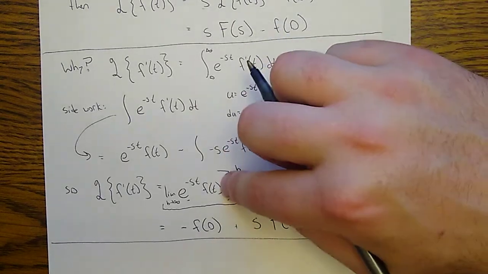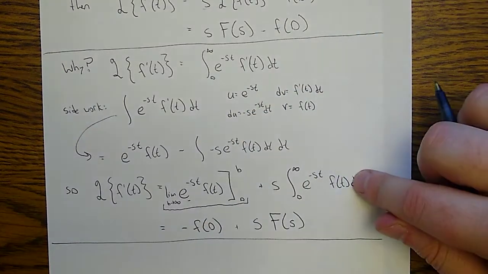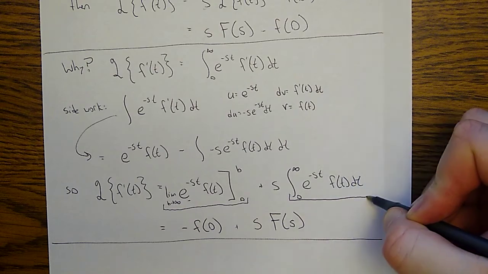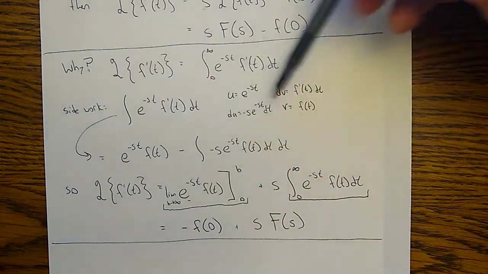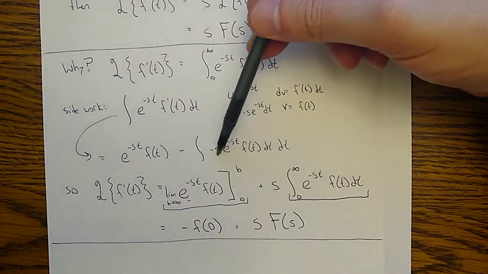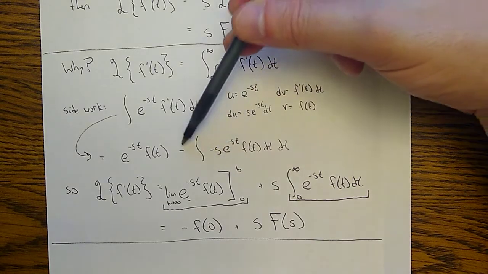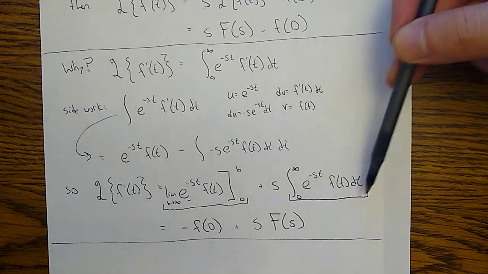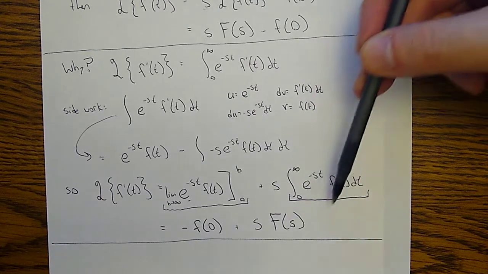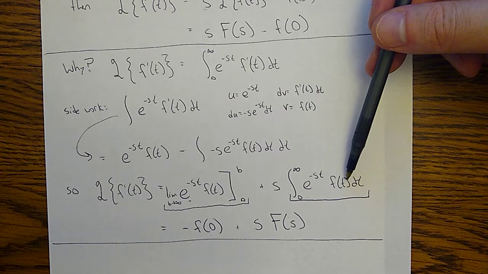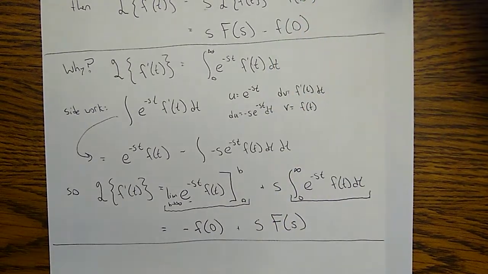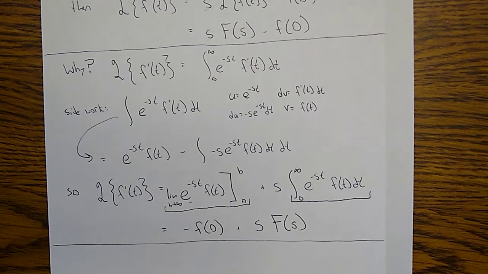Right? So this is this, and this is just this, because this integral, and by the way, this s came outside, this s was here, and I canceled the negative sign. I pulled the s out, and that's how we got here. And this integral that I just underlined is the Laplace transform of f. So this is s times the Laplace transform of f. So that's why we have this rule.